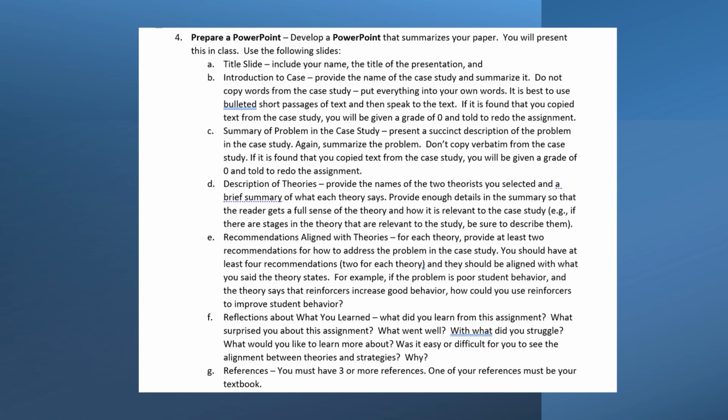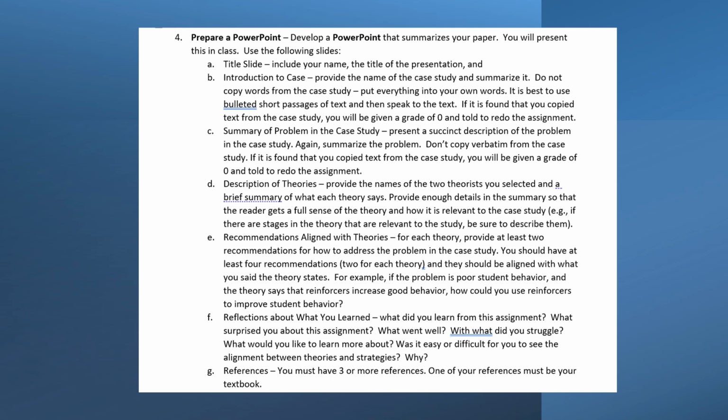After you've described the two theories, then you provide a couple of slides on the recommendations for addressing the problem in the case study. And these recommendations should be aligned with the theories. For example, if you choose to use Skinner's operant conditioning theory, that's all about motivating students' behavior with rewards and using punishments.